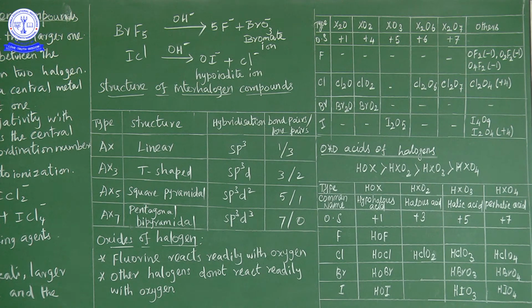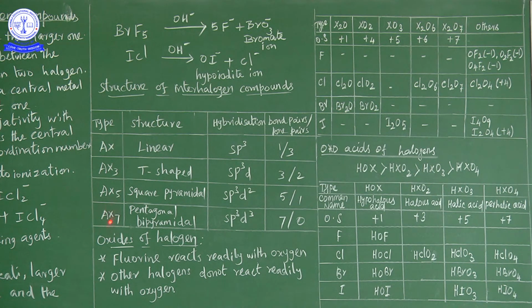VSEPR theory means valence shell electron pair repulsion theory. We would have studied this last year in the chemical bonding lesson. So let us see those structures: type, structure, hybridization, and the number of bond pairs and lone pairs present in the compound. We said there are 4 types of interhalogen compounds: AB, AB3, AB5, AB7. Here it is given as AX, AX3, AX5, AX7. With two different halogens, we can indicate it either way, AB type or AX type.